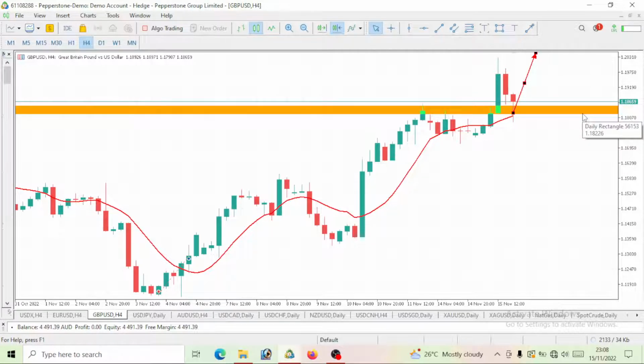So it depends on you and how you want to place this trade and how you see this trade. So GBPUSD, we are still on a bullish move.